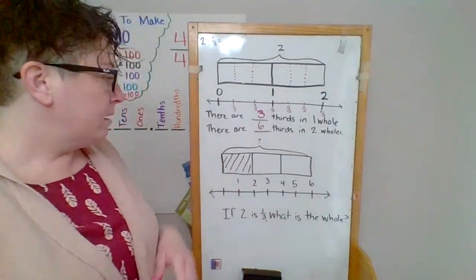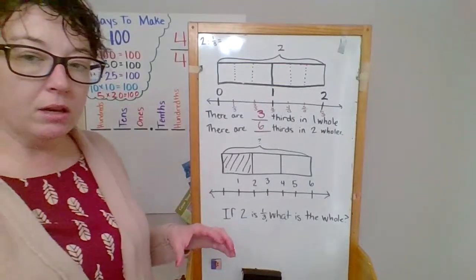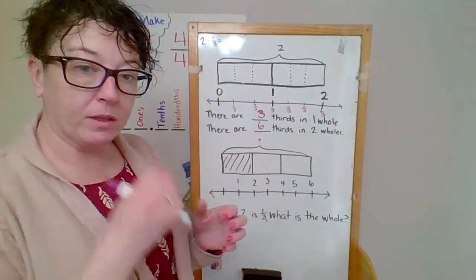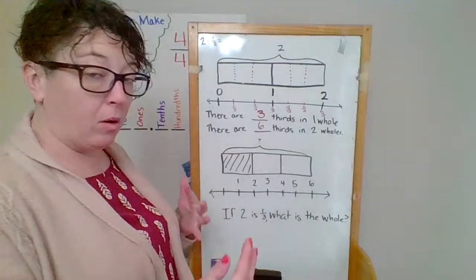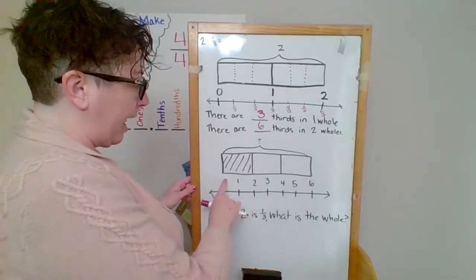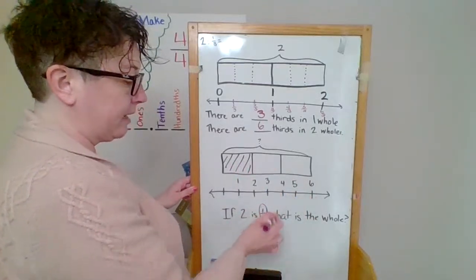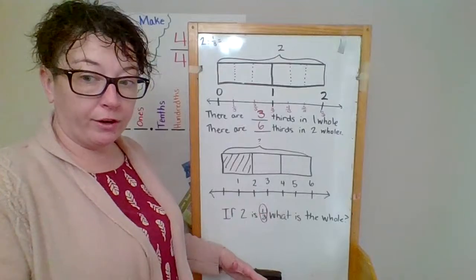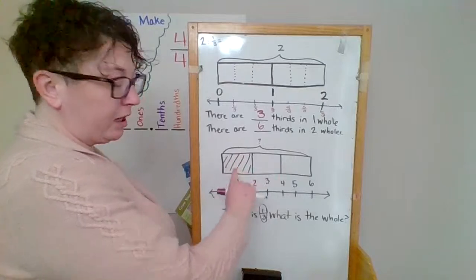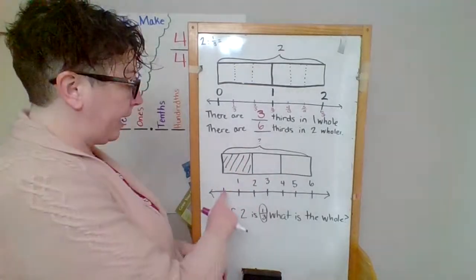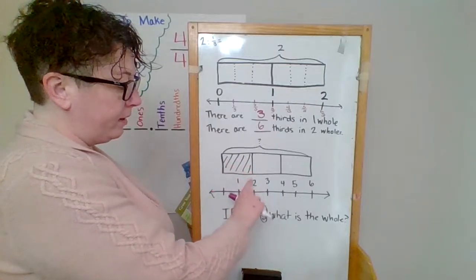parts. Now the second diagram is showing that if 2 is 1/3, so if 1/3 of the whole thing is worth 2, what is the whole worth? So I made a diagram and I split it into thirds because it's asking us if it's 1/3, there need to be 3 parts. So I have 3 thirds here, but I shaded in just one of them.